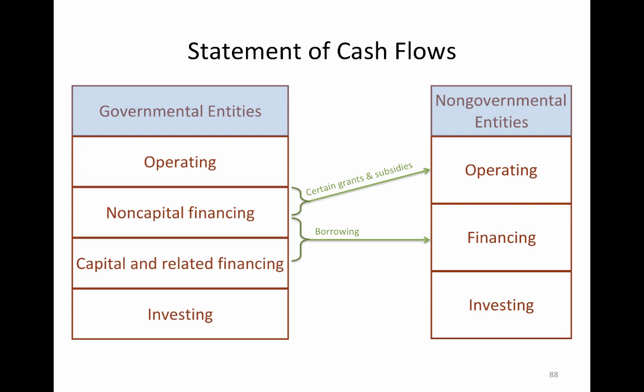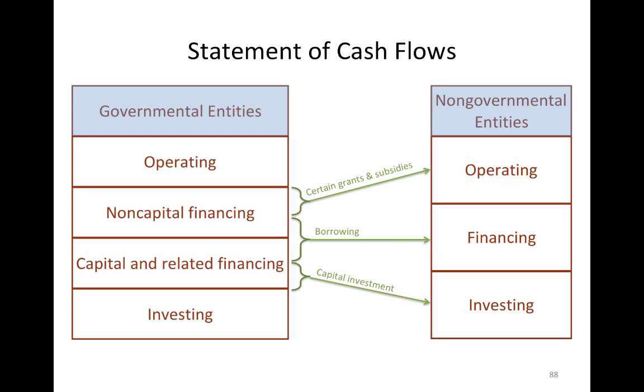In the governmental cash flow statement, there is a distinction between borrowing for capital purposes and borrowing for non-capital purposes. They're shown in different areas, whereas all borrowing is shown under financing cash flows under FASB standards.